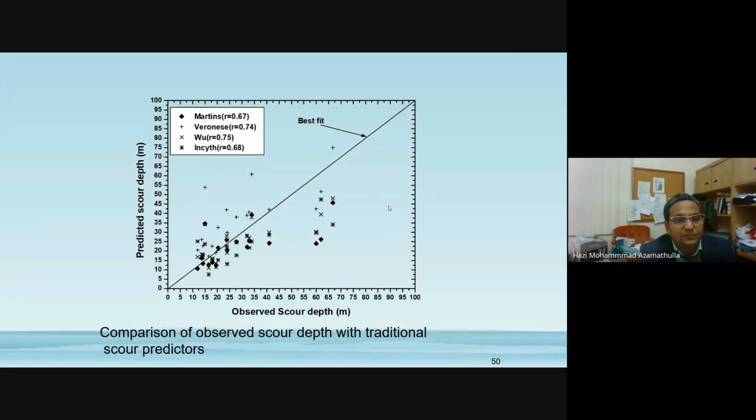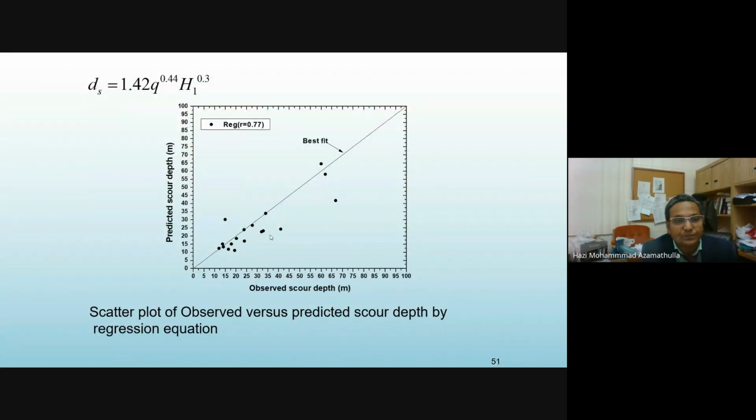Observed scour depth versus predicted scour depth. You can see here that initially all soft computing was used. Another one is the traditional formulae. So there is still much under prediction. I already showed you, right, in the case of Ukai Dam, Rana Pratap Sagar Dam, and all. Next, my formula I will show you. Here is my formula, very similar, and with my formula it is only 0.77. Discharge intensity, you can see the powers. This is the correlation coefficient. Now we can see the comparison of errors.